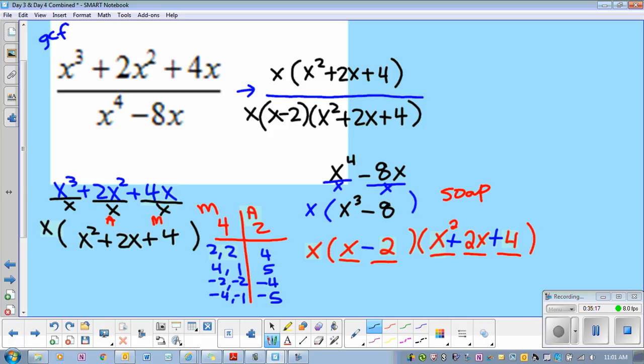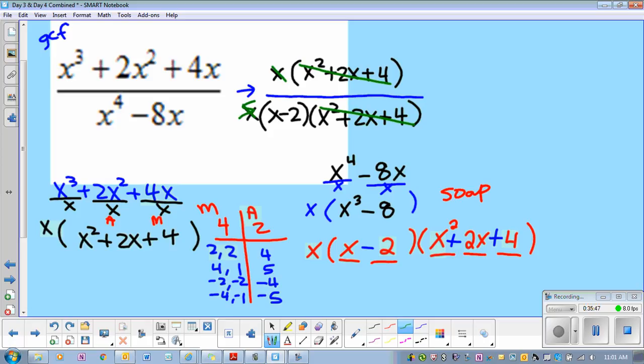How fun. What crosses out here? Yeah, the trinomials cancel out. What else? Anything else? Nothing? Yeah, the X is on the outside. Oh yeah, they cross out.